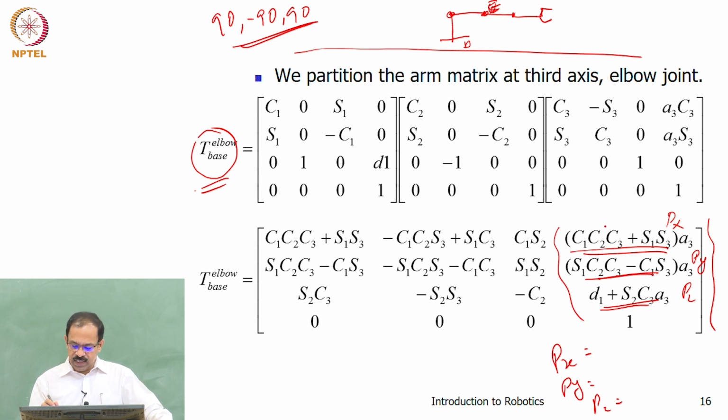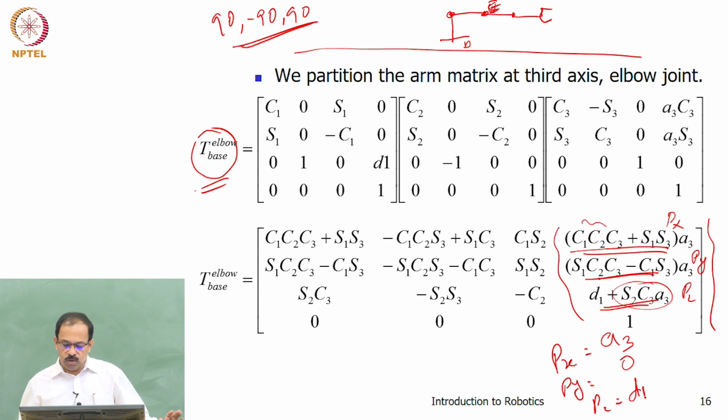Because theta 1, theta 2, theta 3 are 90, this will become 0, this will become 1, right? So you will get Px equal to A3, right? And then you will get Py equal to 0, and Pz will be, because this will become 0, this will become 0 cos theta 3, therefore this will be D1. So that tells you that the position of the elbow with respect to the base frame in the home position is A3 away from the origin of base, which says that this distance is A3.